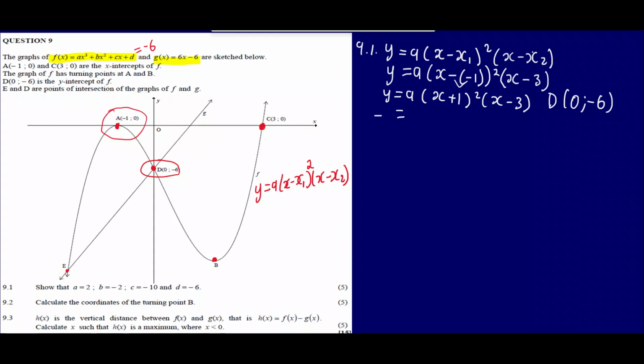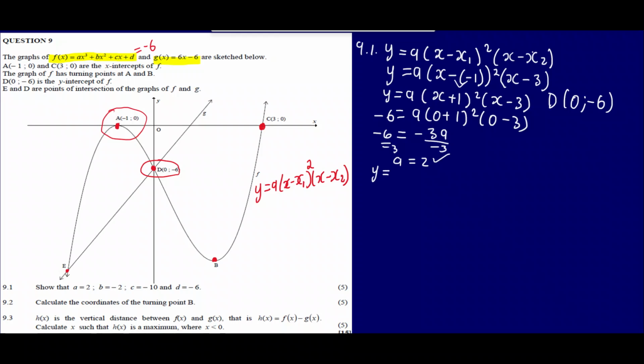0 and -6. So when we substitute this, we will see that this will be -6 equals a, 0 plus 1 squared, 0 minus 3, and the answer here will get -3. If you simplify this, you'll get -3a and -6. So if you divide both sides by -3, we'll see that the a value would be 2. So we've gotten that the a value is 2.